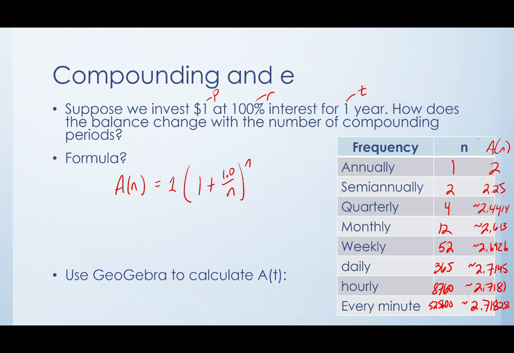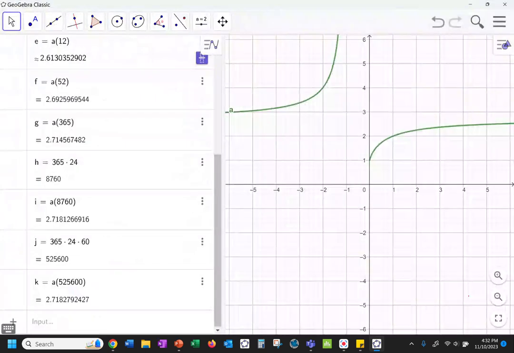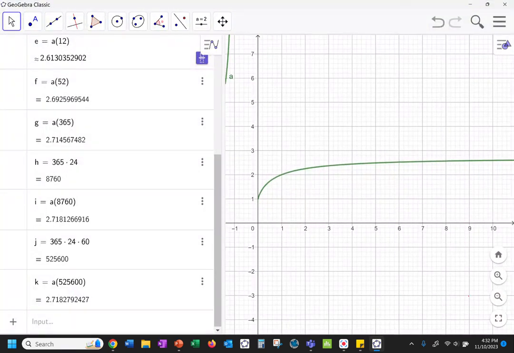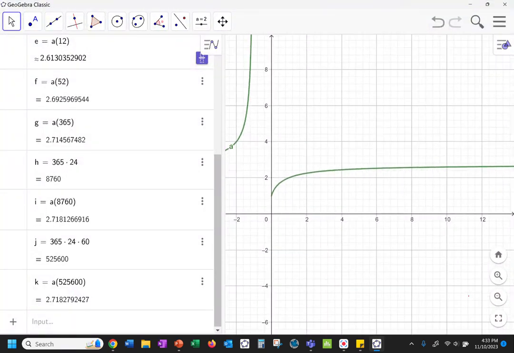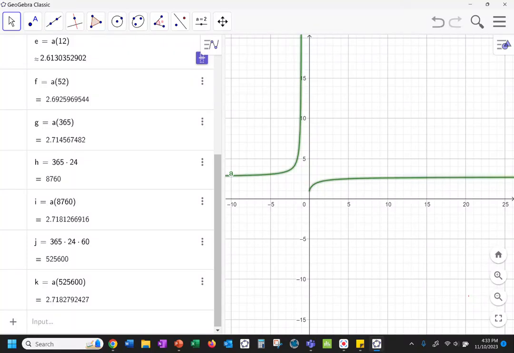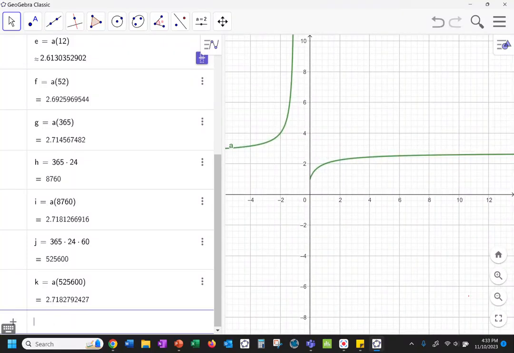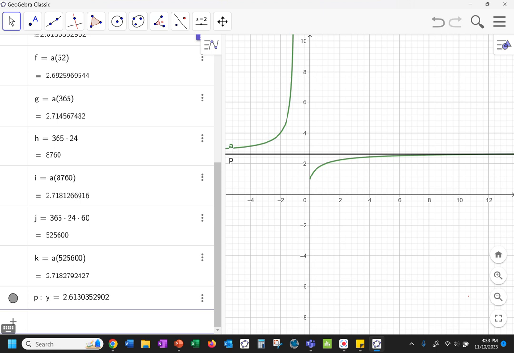All right. And you can even go to the seconds and so on and so forth, but hopefully what you can see, especially if we look at the graph here, is that this has a horizontal asymptote. What is that horizontal asymptote? It is the number E.